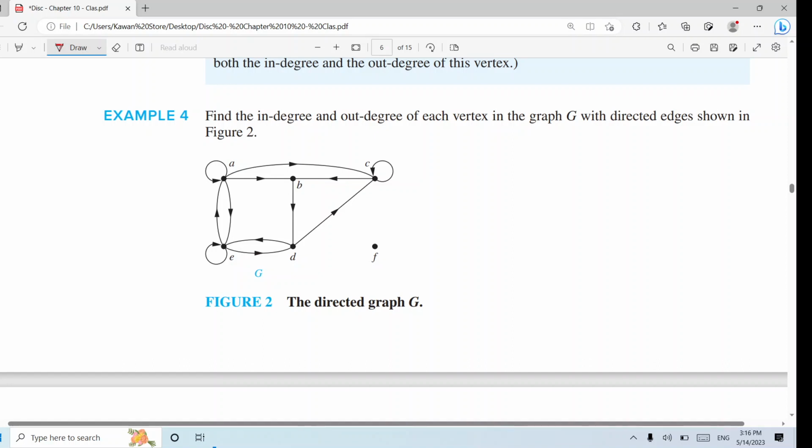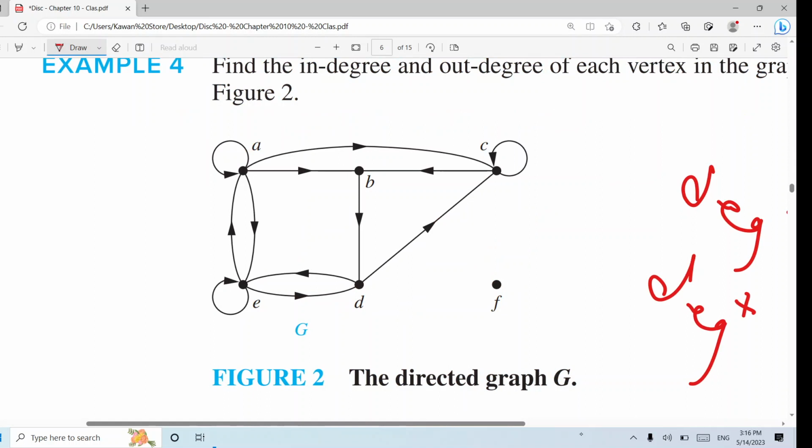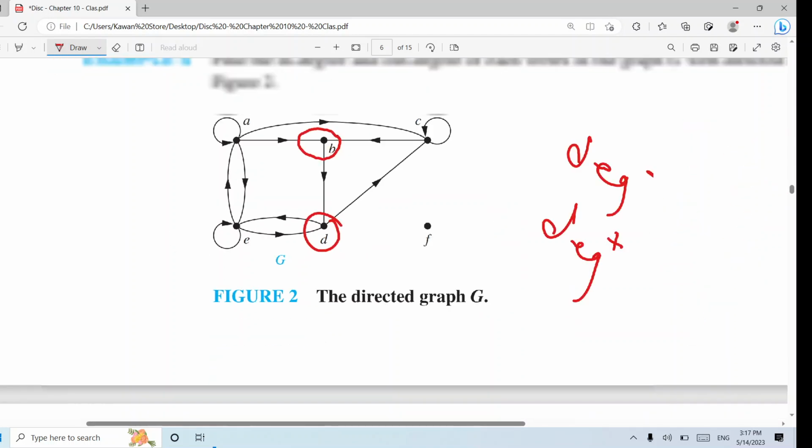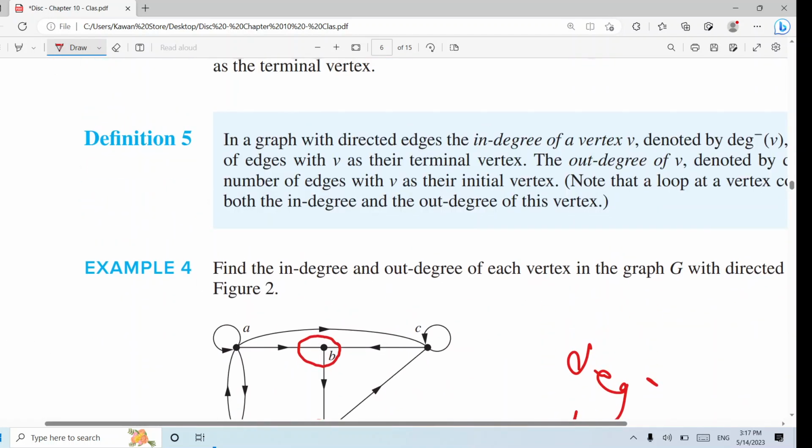How about in a directed graph? We have undirected and directed graphs. In the undirected graph, it's okay, the degree is easy to count. But here, we have 2 types of degree: in-degree and out-degree. In-degree means how many edges come to you. For example, B. How many do we have? For example, in this C, how many do we have? Look here. You can see the definition first.